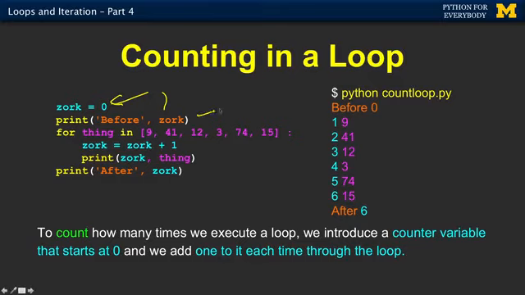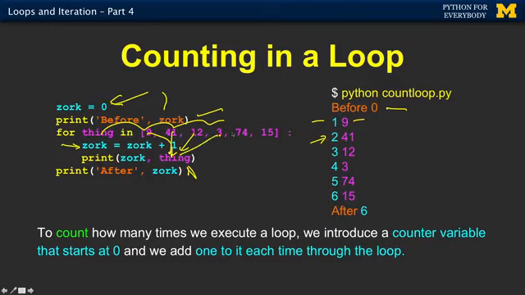So far, how many have we seen? Well, we've seen 0. Then thing is going to be 9, 41, 12. Thing is the iteration variable. Each time through the loop, we add 1 to Zork. Increment is another word for this. Zork equals Zork plus 1. We print out the thing we're looking at, and we print out the current value for Zork. The first time through it's 9, and that's the first thing we saw. Then 41, the second, and each time this goes up by 1.